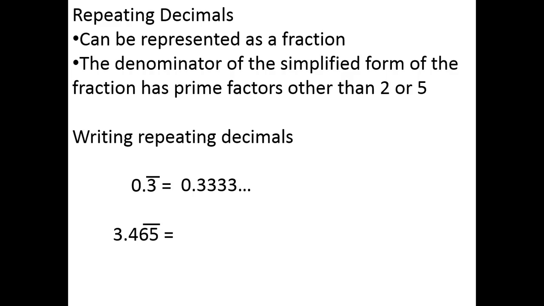Now think about which digits repeat on this decimal. The bar is only over the 6 and the 5. It's not over the 3 and the 4. So the 3 and 4 don't repeat, but then after that the 6, 5, 6, 5, 6, 5, 6, 5 goes on forever and ever and ever. So we could write that decimal in this form as well.